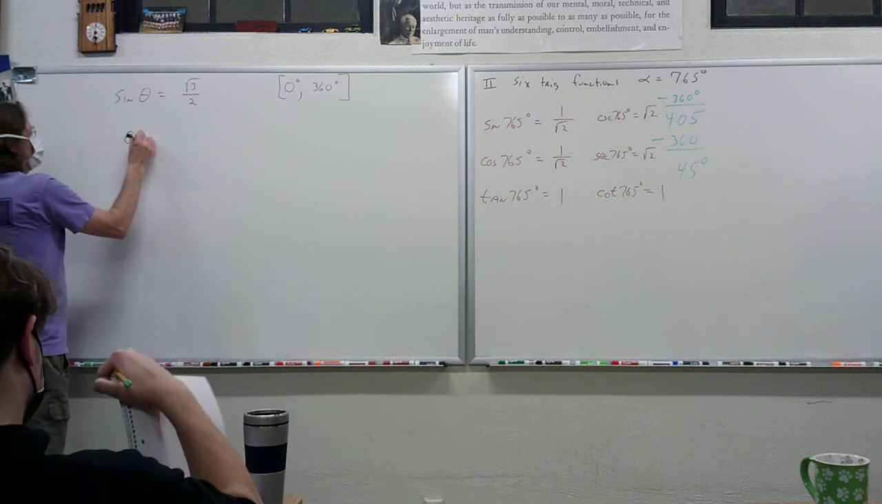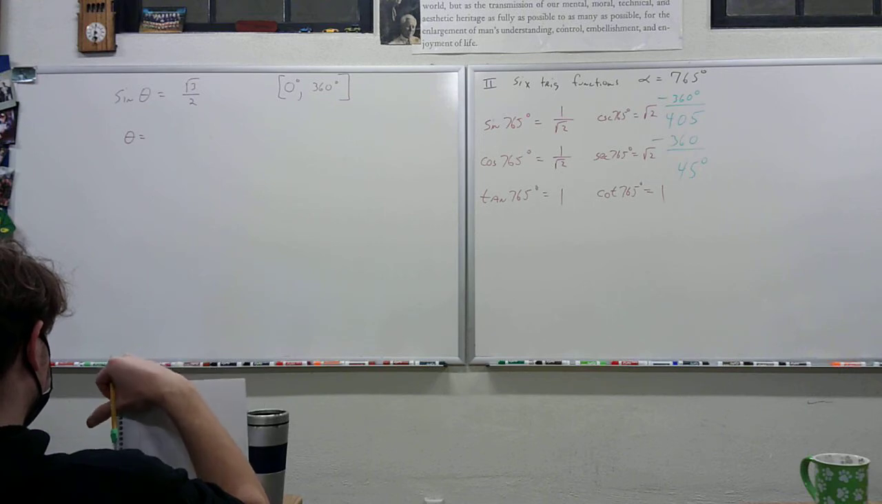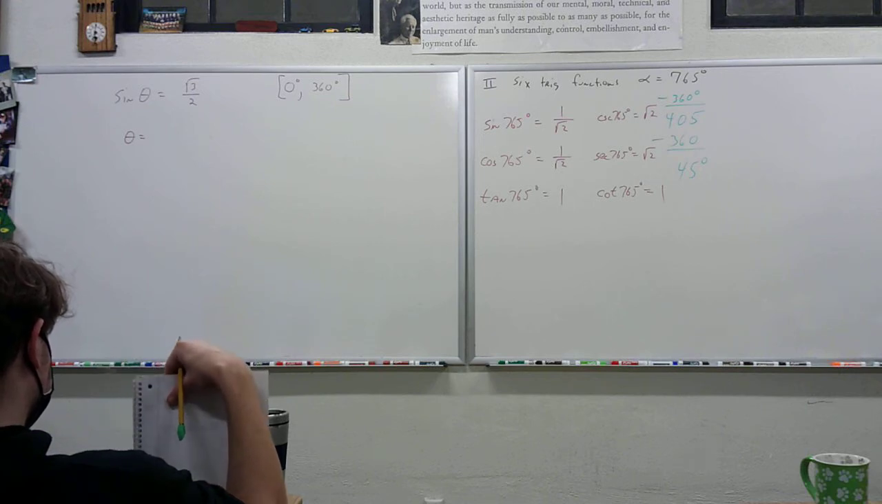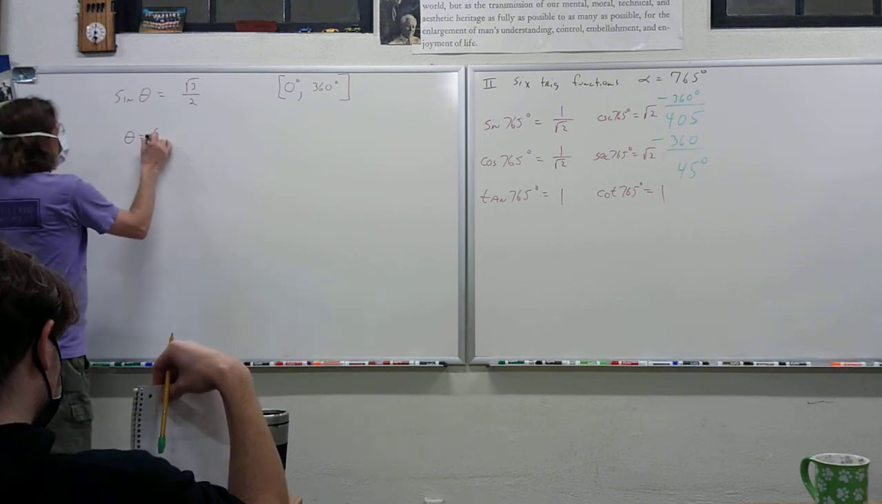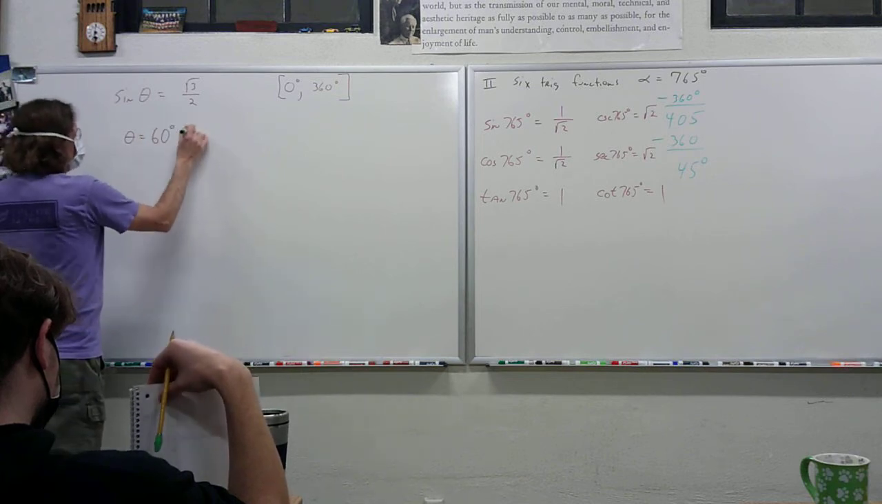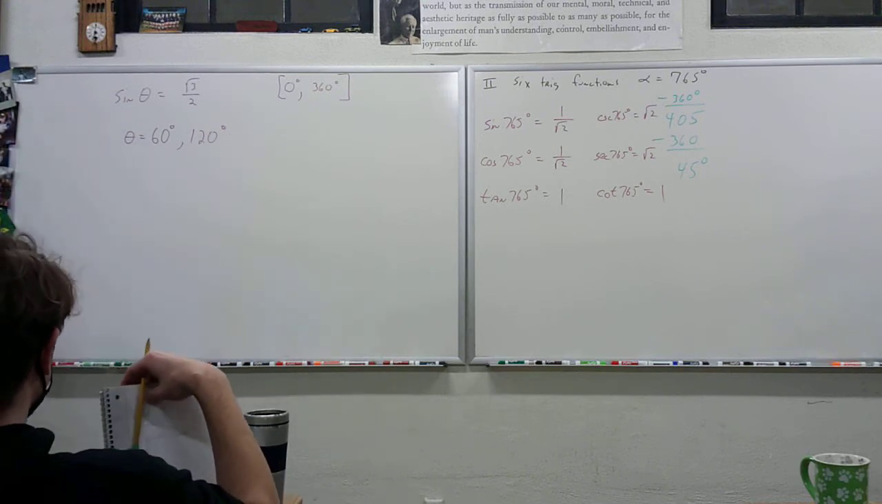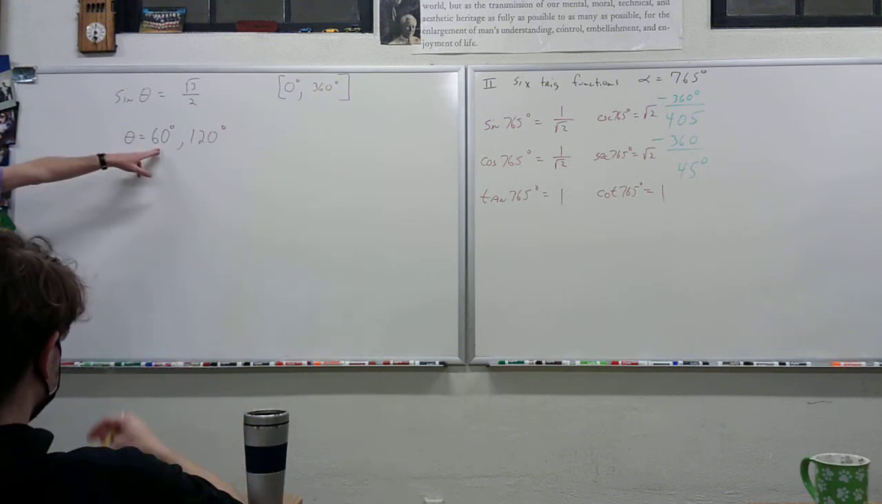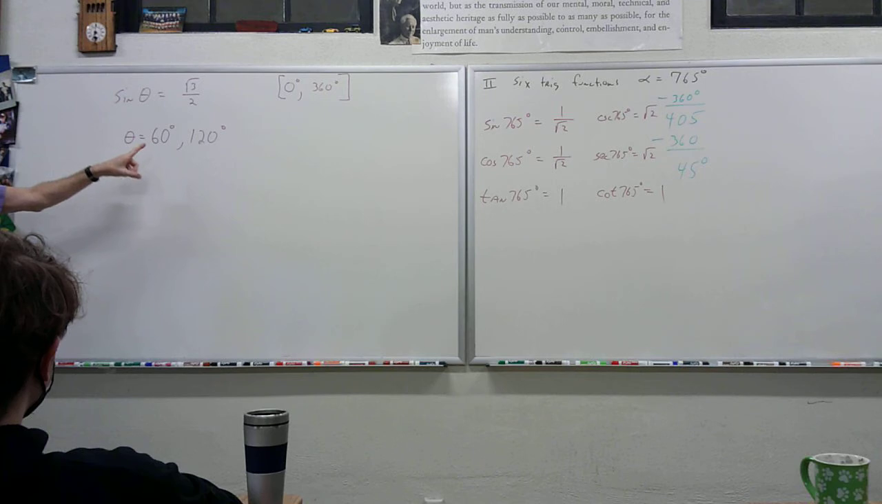So what does theta equal? What would you have to put in there for theta so that you get square root of 3 over 2 when you took the sine? 60. What else? 120. And this is where the calculator fails you, because the calculator throws out only the 60. These are important, because when you start solving these, you'll be looking around the circle for where they are.